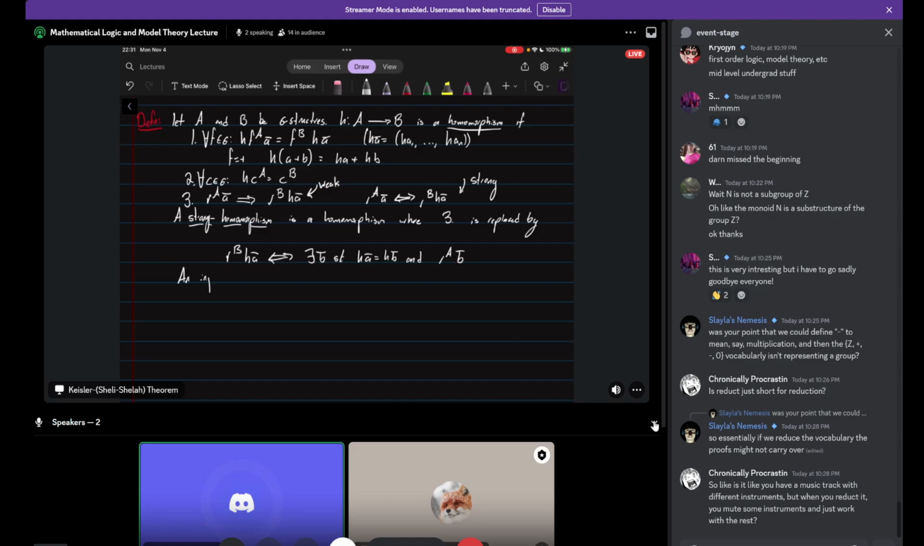And an injective strong homomorphism is an embedding. And a surjective embedding is, of course, an isomorphism.